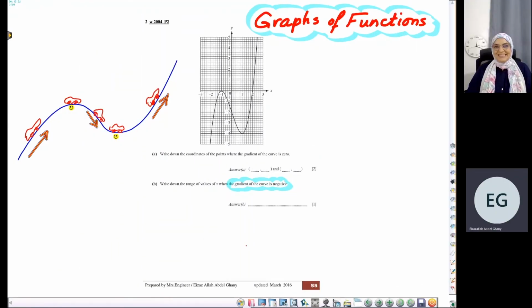Hello, my dear students. Today's lesson is about a topic which has various cases, which is the graphs of functions. I found the best way to summarize it is to pick some various questions from my workbook, and I'll start by reminding you of the gradient of the curve.